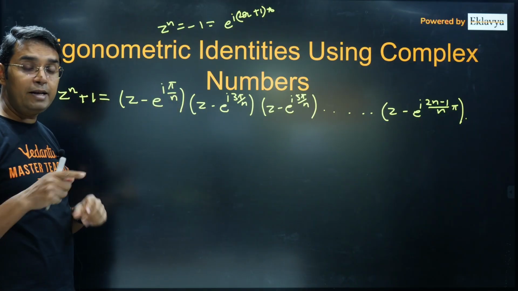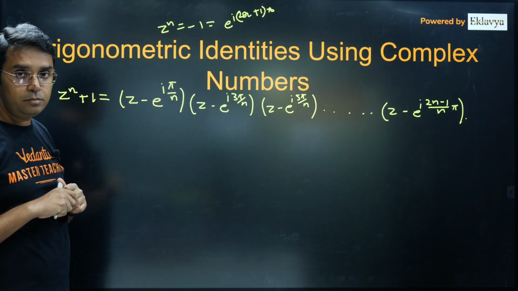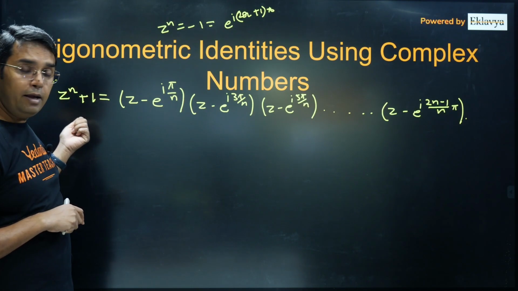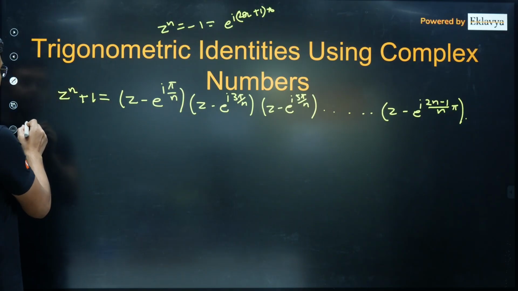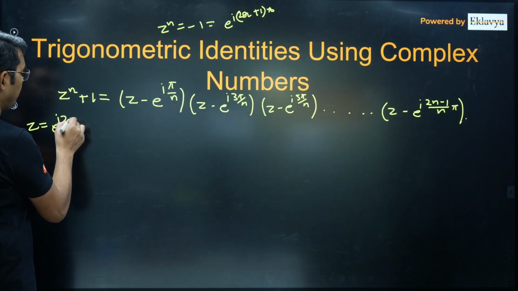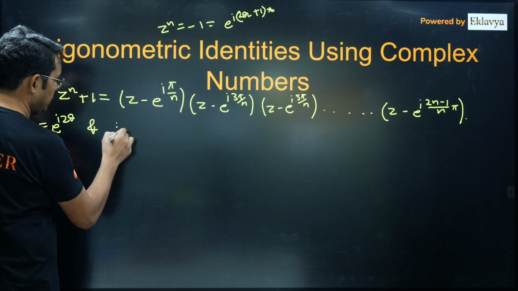Now if you remember, in that sine n theta, I used z power n minus 1. Here I have used z power n plus 1, and then it will be the same. We will be putting z equal to e power iota 2 theta, and then take mod.